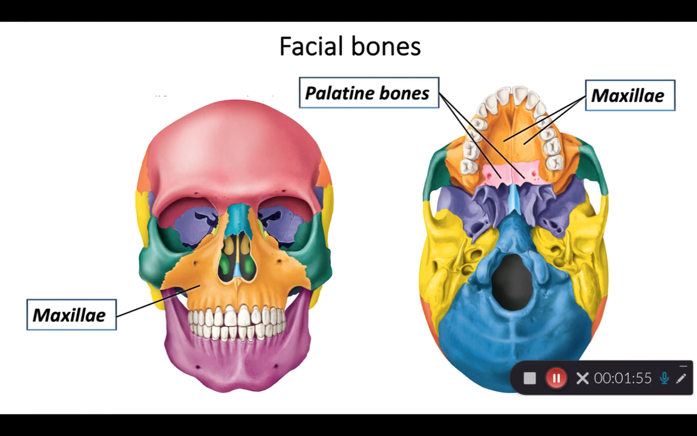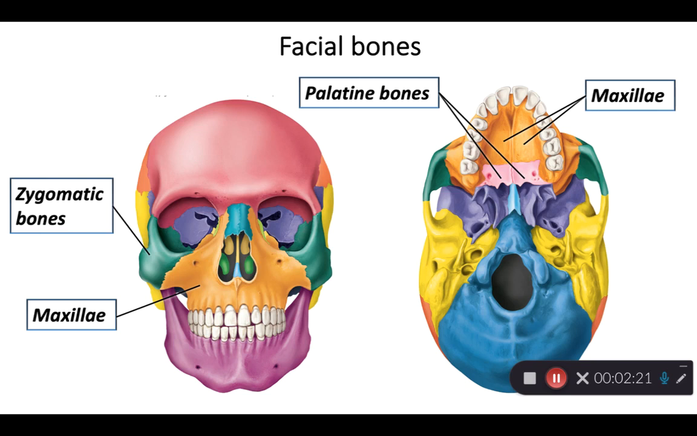The palatine bones form more of the posterior hard palate. And where they form this hard palate, that portion's known as the horizontal plates. So the horizontal plates of the palatine bones and the palatine process of the maxillae form your hard palate.